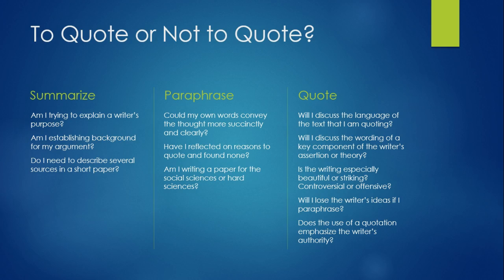Will I lose some of the writer's ideas if I paraphrase? There are some times when writers are so adept at explaining a complex idea that there's just no way you can really say it yourself in your own words. So am I going to lose those ideas? And finally, does the use of a quotation emphasize the writer's authority? Does it emphasize that I am really citing somebody who knows what they're talking about here? So as you're deciding how you're going to use your source in your paper, summarize, paraphrase, or quote, consider these questions. Use them as your guide.